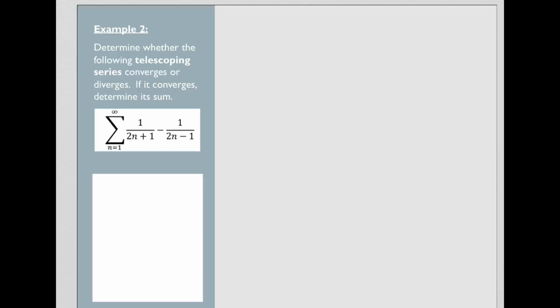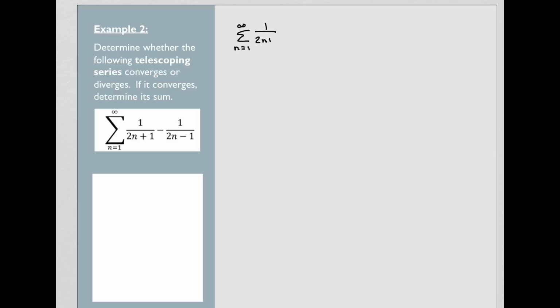Determine whether the following telescoping series converges or diverges. If it converges, determine its sum. We have the infinite series n equals 1 to infinity of 1 over 2n plus 1 minus 1 over 2n minus 1. So as in the last example with our telescoping series, we began by listing out the first couple terms of the series. I want to do the same thing here.